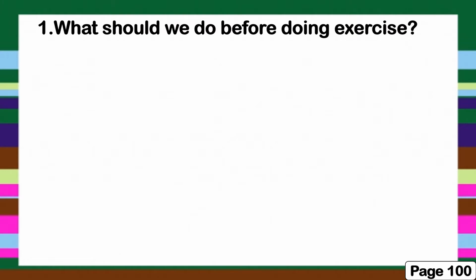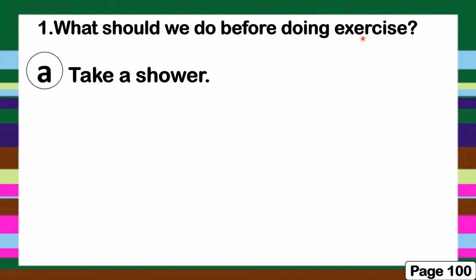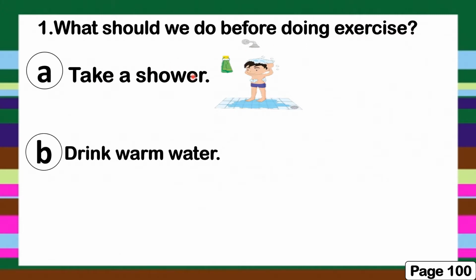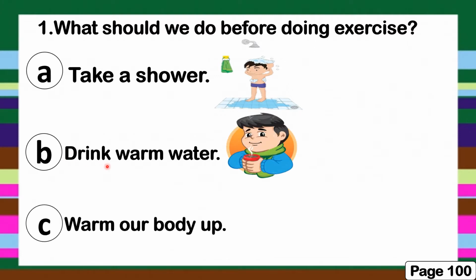The question in number 1 is, what should we do before doing exercise? In letter A, you need to take a shower. Letter B, drink warm water. Or letter C, warm our body up. For example, you do stretching.